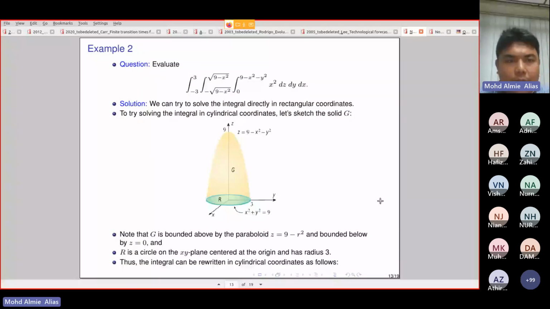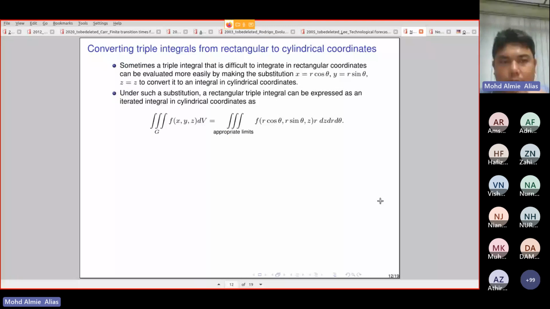Okay, so let's have a look at this. Example number 2, and then we take a break. Converting a triple integral from rectangular to cylindrical coordinates. Sometimes you are given a triple integral in Cartesian coordinates, and for some reason it's difficult to solve. In this case, one of the solutions is to convert this integral from Cartesian, or rectangular, to cylindrical coordinates, and then evaluate it as usual.